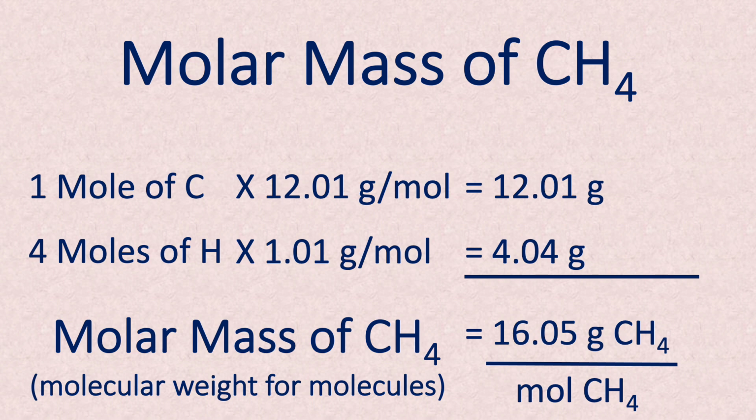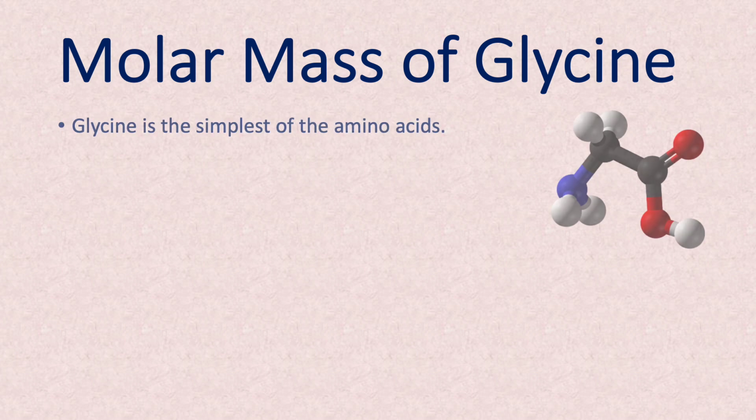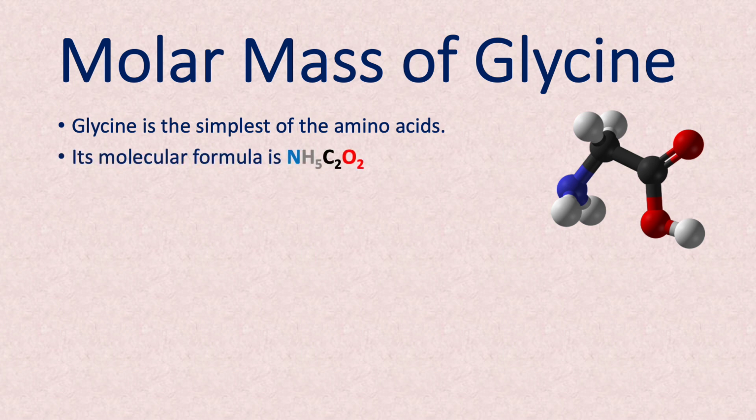Now, let's look at a larger molecule, the amino acid glycine. Amino acids are small molecules which make up proteins. Glycine is the simplest of the amino acids. Its molecular formula is NH5C2O2.